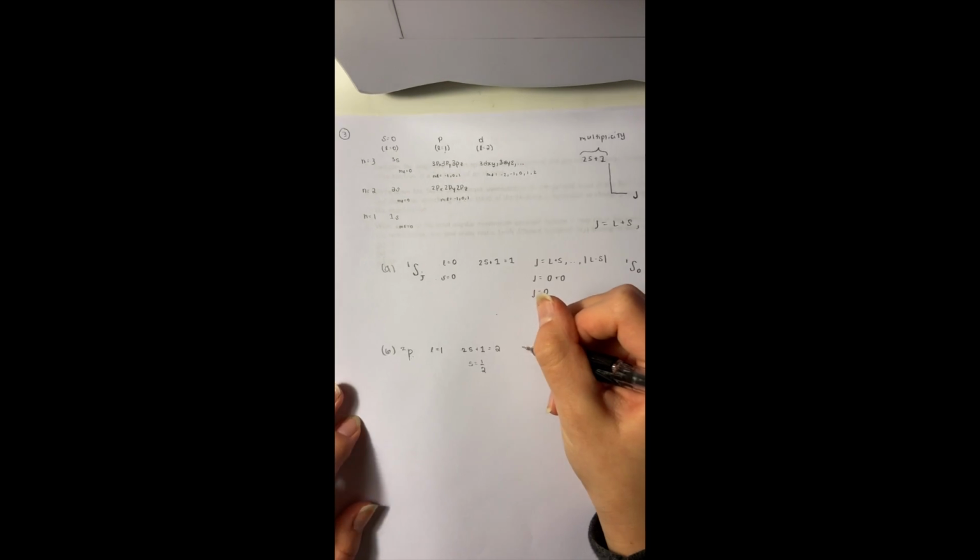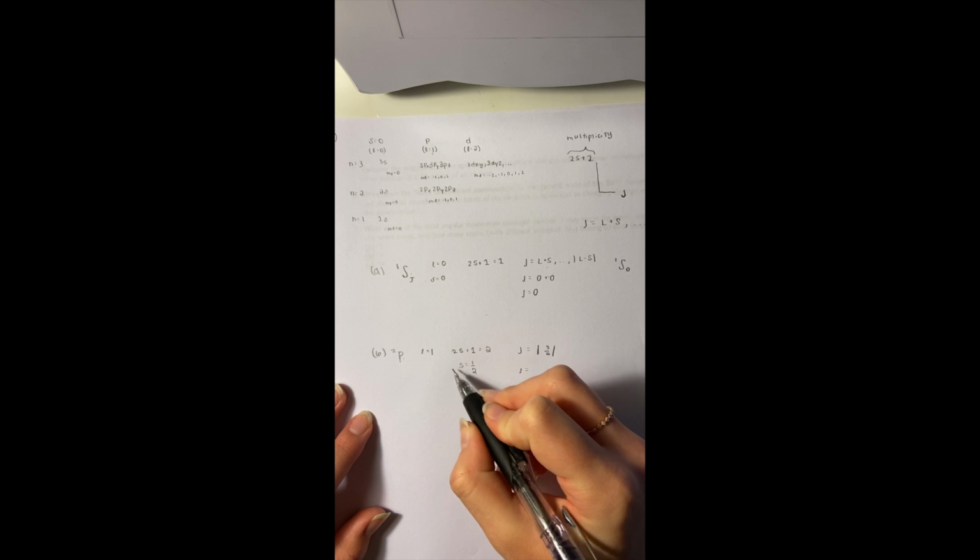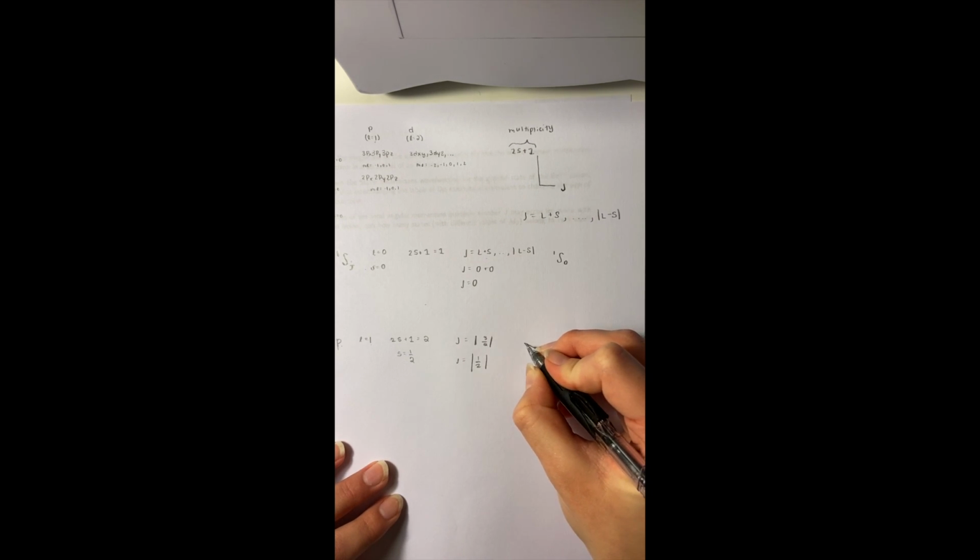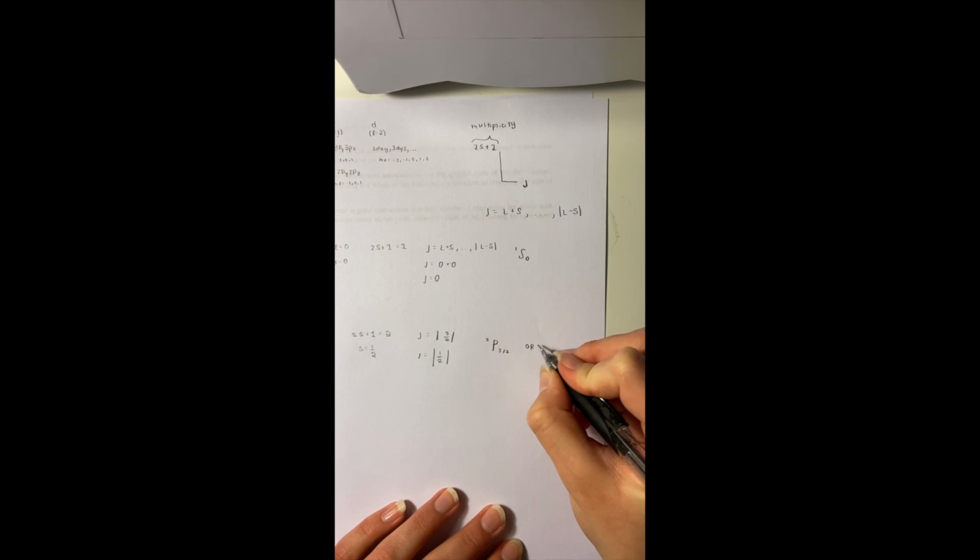So the possible values of J again range from L plus S to L minus S. So our L plus S is going to be 3/2. Our L minus S is going to be 1/2. Now also would be any integer value in between 3/2 and 1/2, but those are the only values here. So we're going to have 2p 3/2 or 2p 1/2. We have 2 atomic term symbols that we can have for this problem.